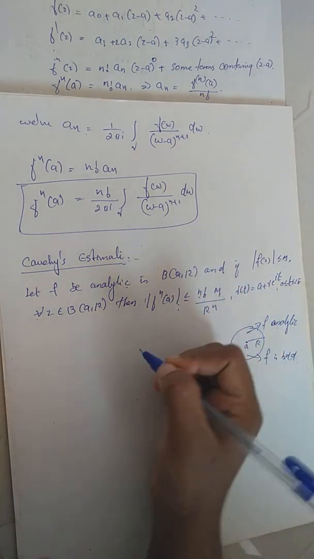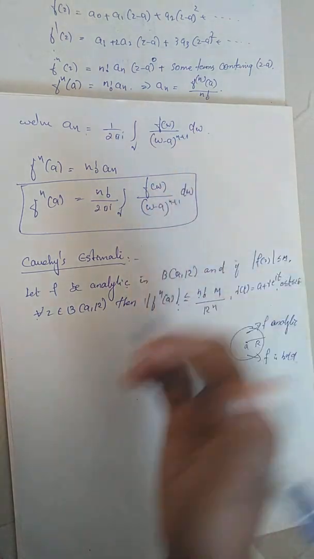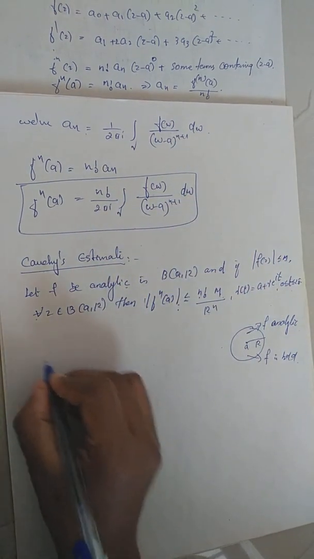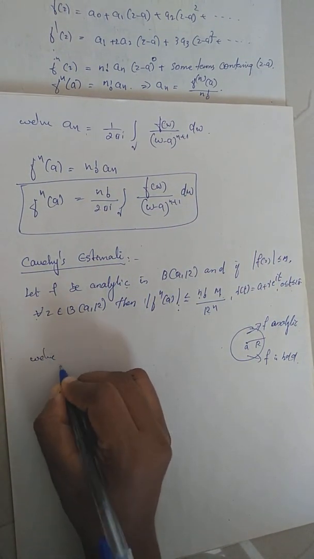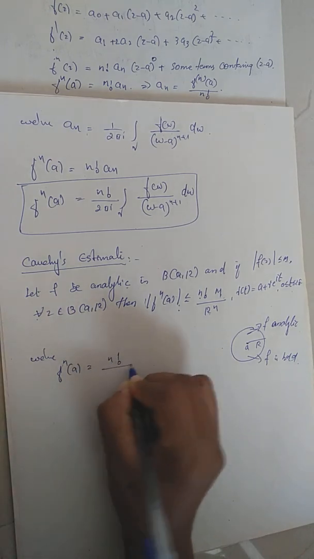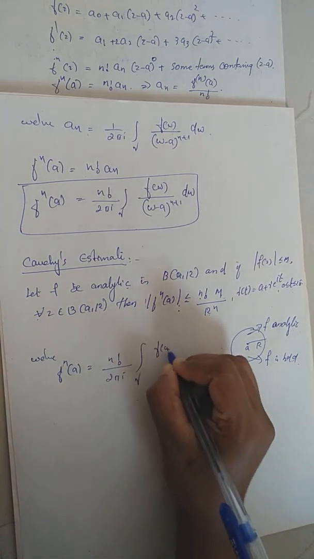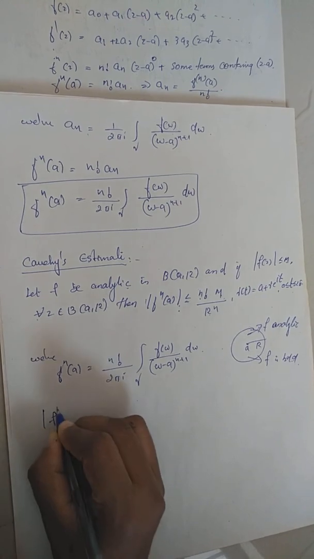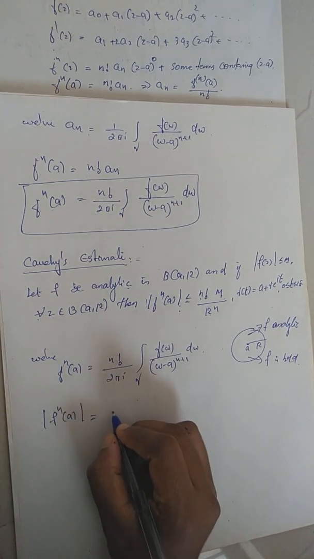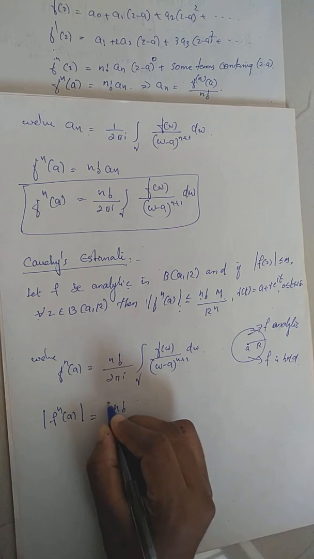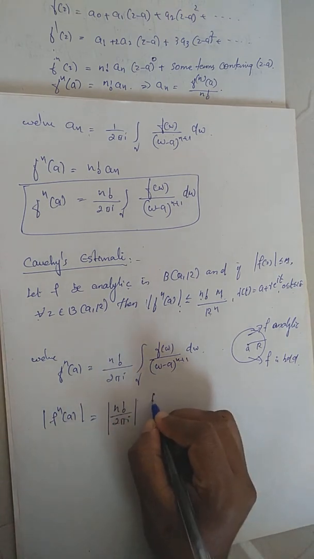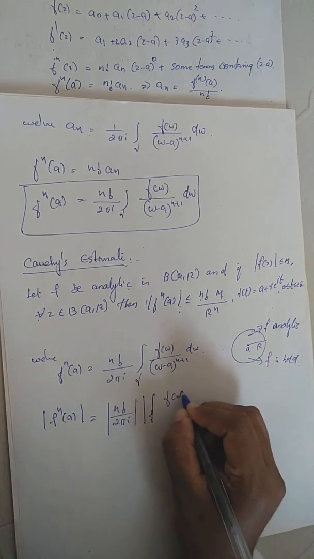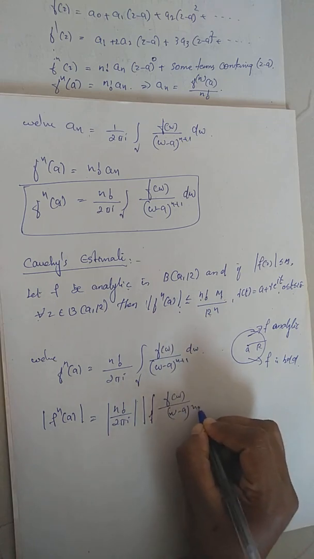So how will you prove this? It is an immediate result from the previous corollary. By using this result, the nth derivative of f at a equals this formula. By the previous corollary we have the nth derivative at a equal to n factorial by 2 pi i into the integral over gamma of f(w) divided by (w minus a) raised to n plus 1 dw. Therefore, what is its modulus? The modulus is equal to n factorial by 2 pi i, modulus of the integral over gamma of f(w) divided by (w minus a) raised to n plus 1 dw.